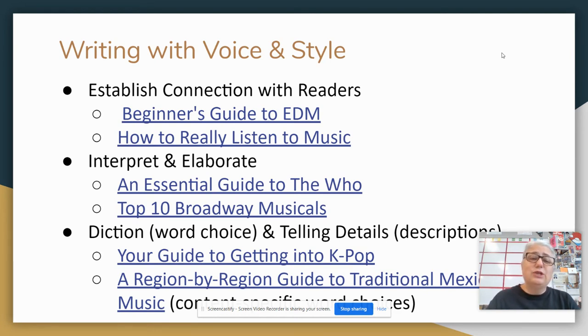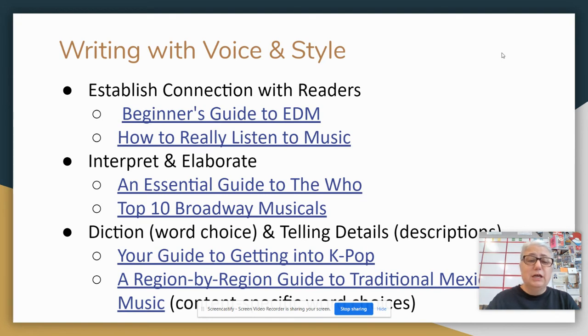Second, you need to interpret and elaborate. That means you're going to break down the information in the simplest terms for your readers so they clearly understand. And these are two examples of where they've taken a content specific topic and they've tried to break it down into very simple, easy to understand sentences so all readers will understand.